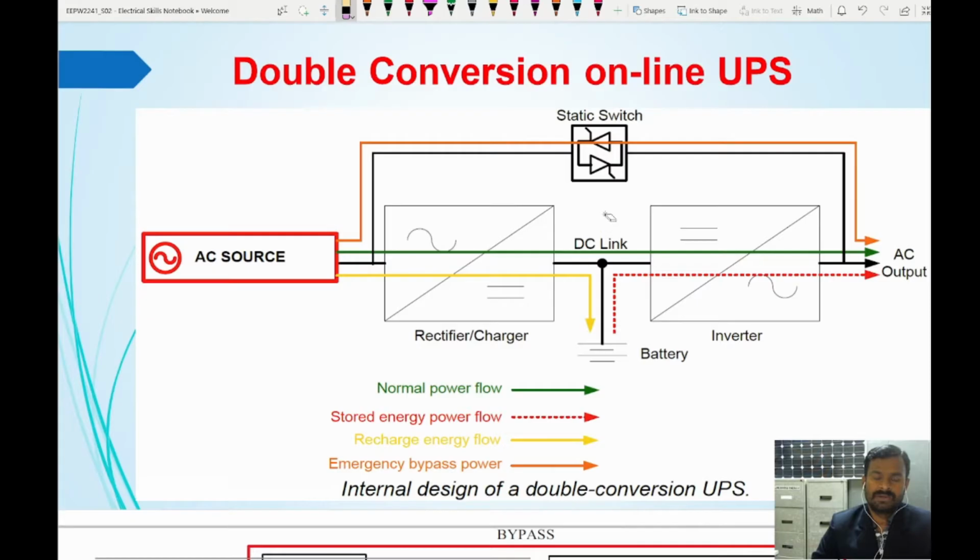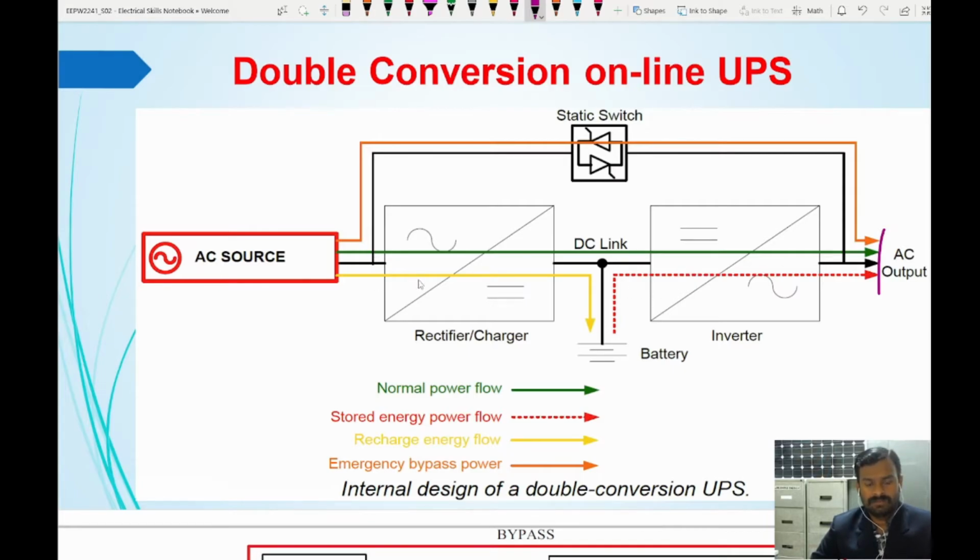Here we are going to first see the block diagram representation of the double conversion online UPS. In this double conversion online UPS, we are going to have a rectifier or charger unit, a battery, and an inverter. Whatever the load requires, all the power is going to pass through these two units in a normal mode of operation.